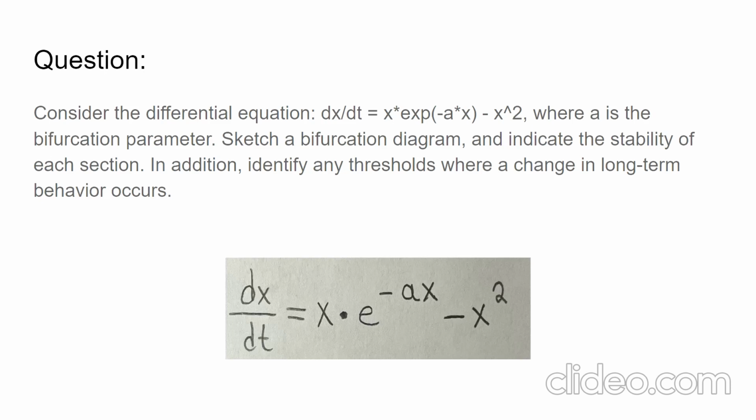Consider the differential equation dx/dt = x e^(-ax) - x². Here, a is the bifurcation parameter, and the question is asking us to sketch a bifurcation diagram as well as indicate the stability of each section created by the bifurcation diagram, and then additionally to identify any thresholds where a change in long-term behavior occurs.